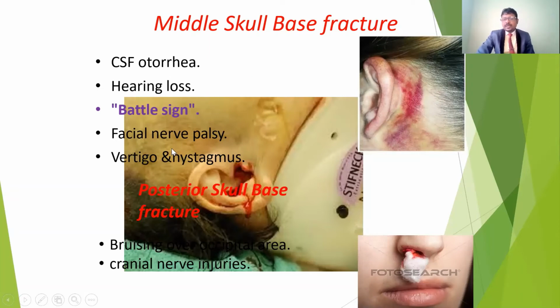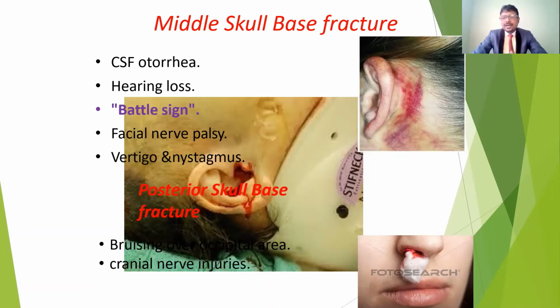Next is the case of posterior skull fractures. In posterior skull fractures, there may be bruising, and this bruising may also produce different signs. Especially, these people may get cranial nerve injuries. There are 12 pairs of cranial nerves, and depending upon which cranial nerve is involved, we can see different symptoms. For example, if anybody gets an injury to the facial nerve, they will get facial nerve palsy. Or in the case of the trigeminal nerve, they will get trigeminal nerve symptoms.